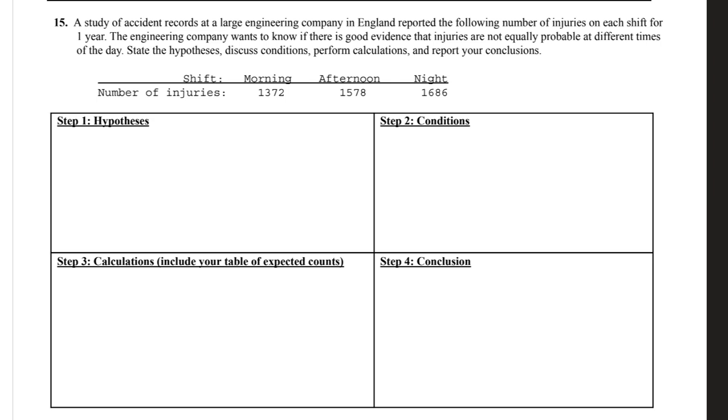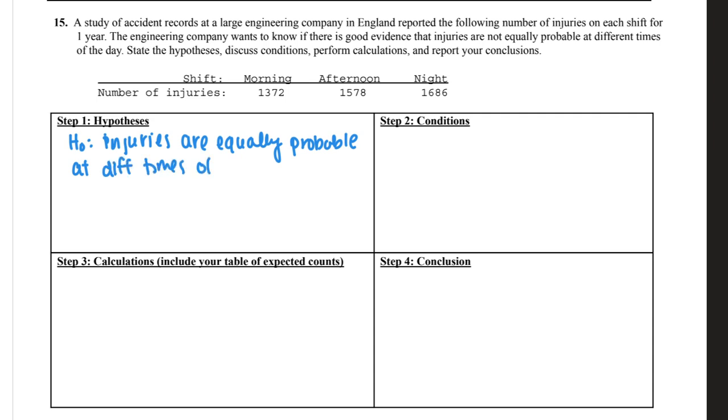Okay, so let's first write out our null and alternative hypotheses. Remember, with chi-square test of goodness of fit, we write it out in words. So our null hypothesis is that injuries are equally probable at different times of the day. And then our alternative hypothesis is just the opposite. They're not equally probable. So I'm just going to write not equally probable.